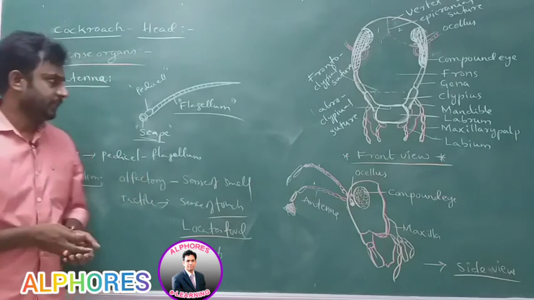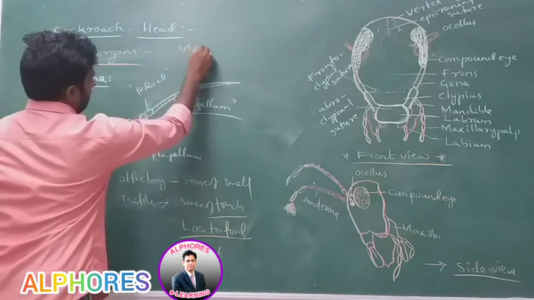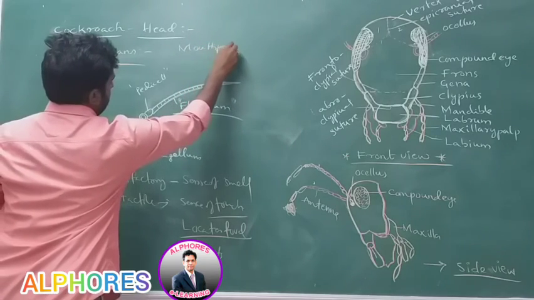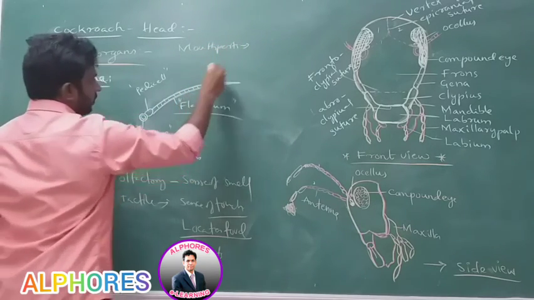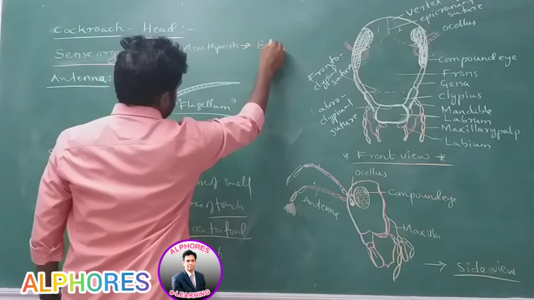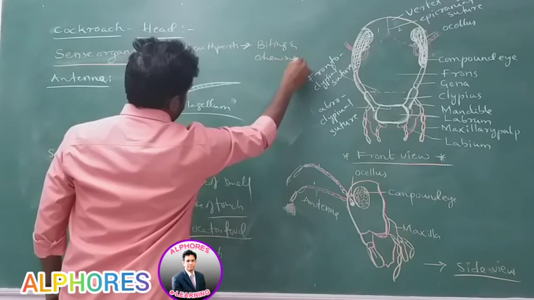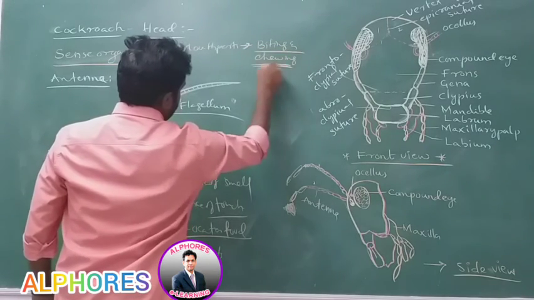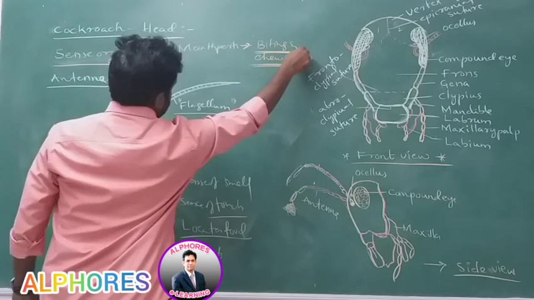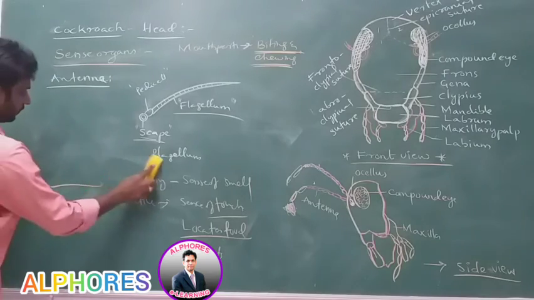Then other sense organs are the mouth parts. Mouth parts are useful for the cutting of food materials, like biting and chewing. Biting and chewing type of mouth parts are present in the cockroach.